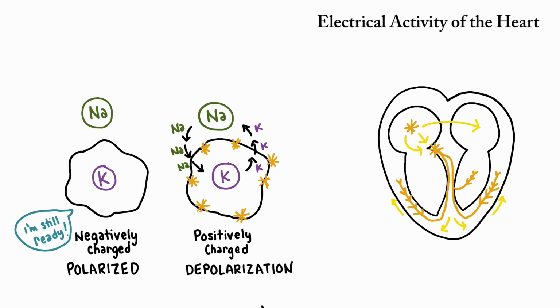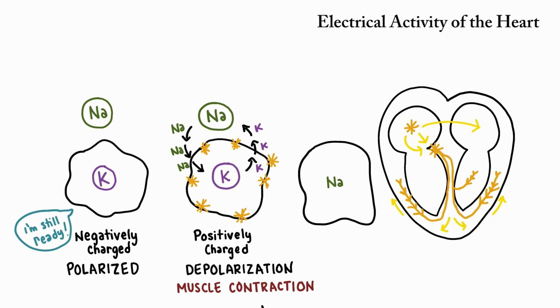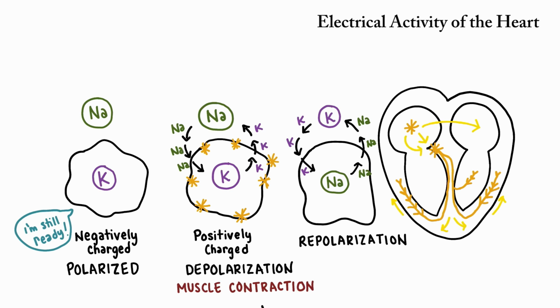The electrical impulse is then passed along the surrounding cells in that region in the heart, and that is what causes that muscle to contract, and this is called depolarization. When potassium re-enters and sodium exits the cell, this is called repolarization.